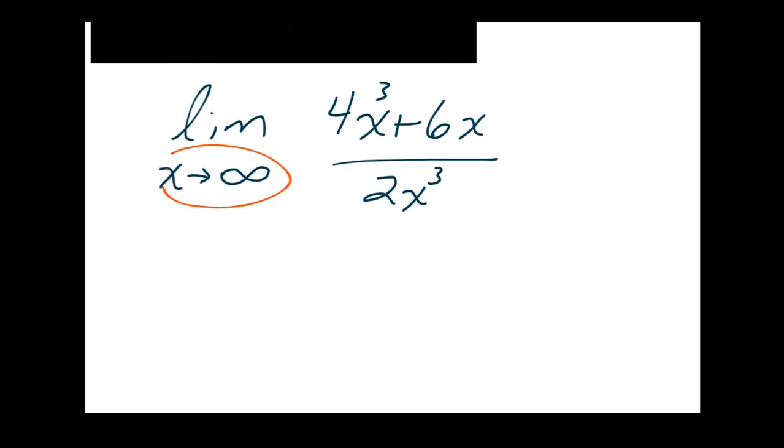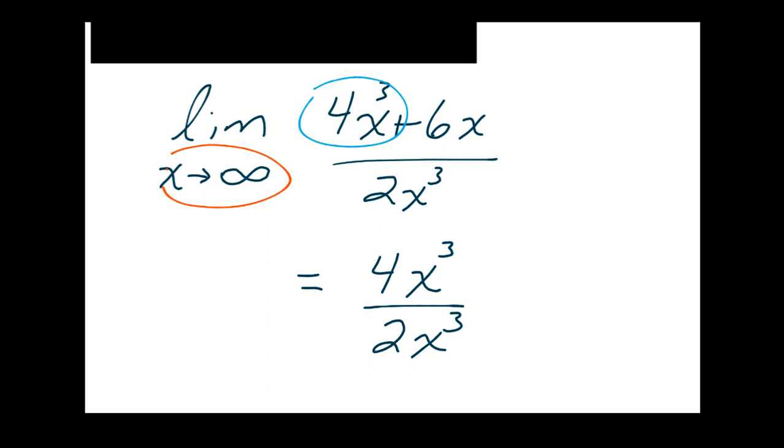And when you talk about infinity, you're talking about big numbers. And when you're talking about big numbers, the only thing that's going to affect the overall result of this problem is going to be the highest powers. You see, what I can really do is just grab the highest power in the numerator and the highest power in the denominator and say that those two parts of this fraction are ultimately going to control what happens as you get really big.